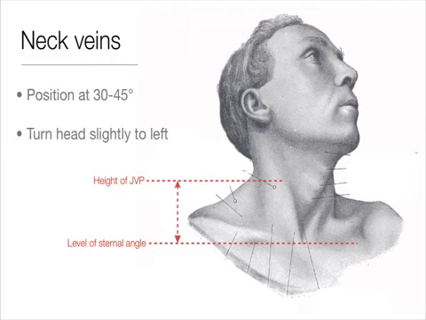So the pressure can be read or estimated by knowing the width of your own fingers. If you know the width of your own fingers, you can rest these on the sternal angle, and you can peek over the top of your fingers to the top of the point of the jugular venous pressure.